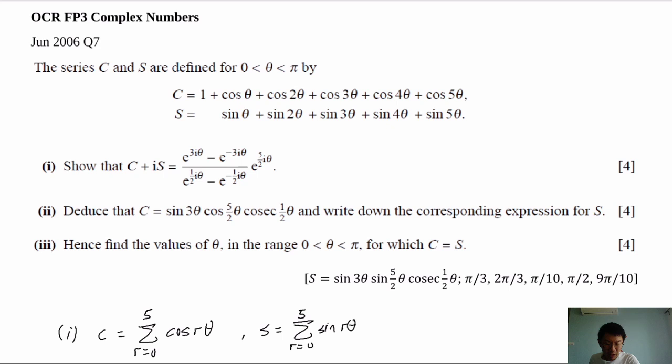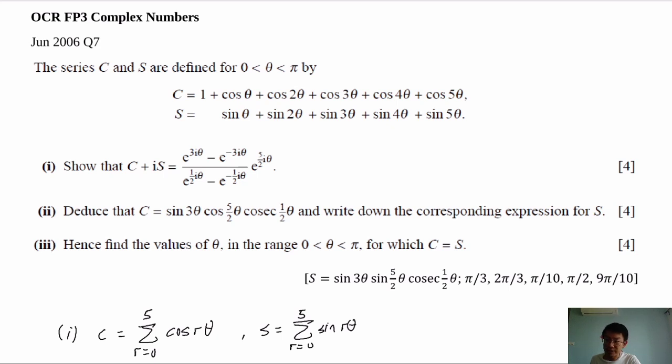Okay, so let's look at the questions from the complex numbers. The first question here: given that we have a series C and S defined by this, first we need to show that C plus iS equals 3 e power 3i theta minus e negative 3i theta and so on.